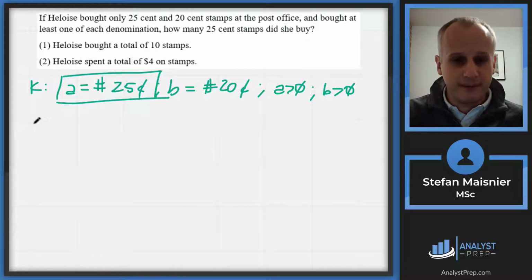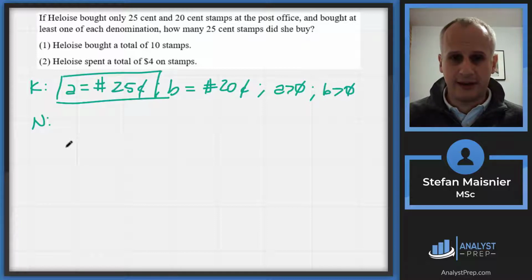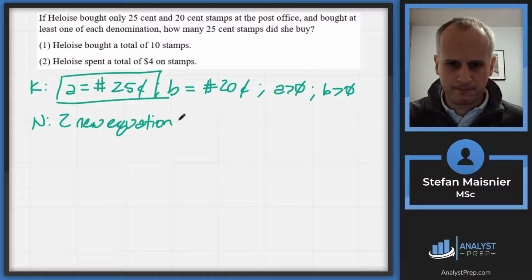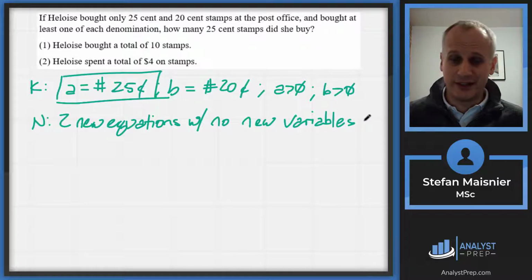So then we've got to consider what we need. And in this case, we've got two variables, A and B, representing the number of 25-cent and 20-cent stamps. And we know that our default data sufficiency word problem need is going to be x equations for x variables. So this time it's going to be two new equations with no new variables. Because, of course, if we added a variable, we'd need a new equation, and we want to just stick to the A and B that we already have.